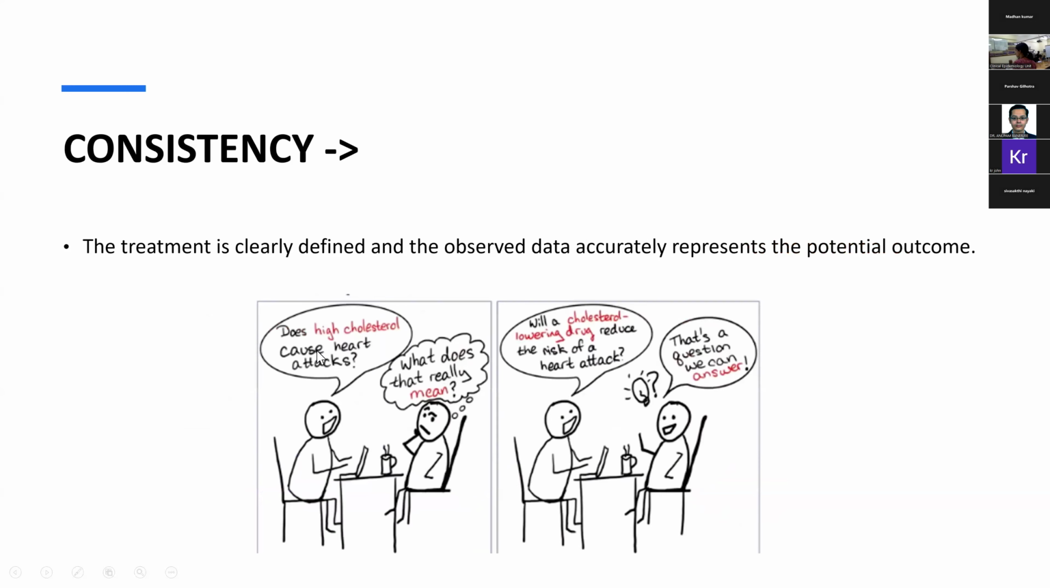Now consistency is, this is just a cartoon to demonstrate that. Basically the idea is you should define what your intervention is clearly. Does high cholesterol cause heart attack is not the question. Does a cholesterol lowering drug reduce the risk of a heart attack? And more correctly you should say, does 10 mg atorvastatin taken every day at night reduce the risk of a heart attack? So consistency means you should be able to clearly define your intervention.